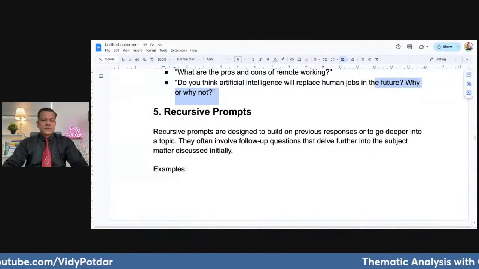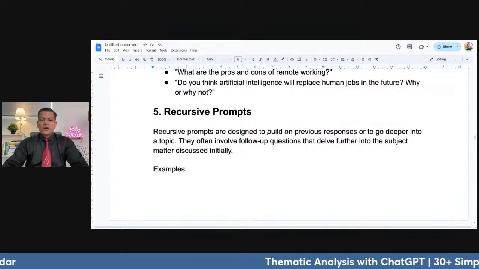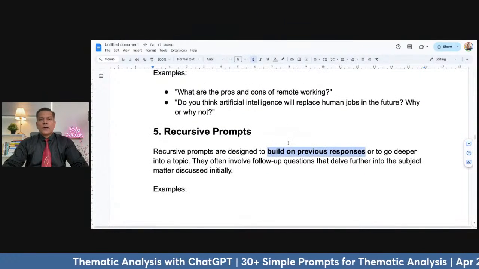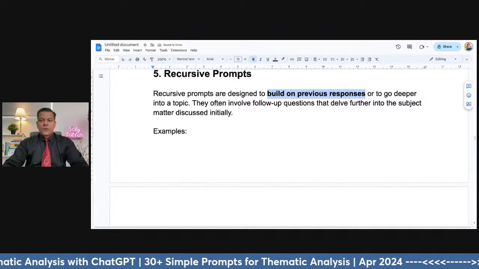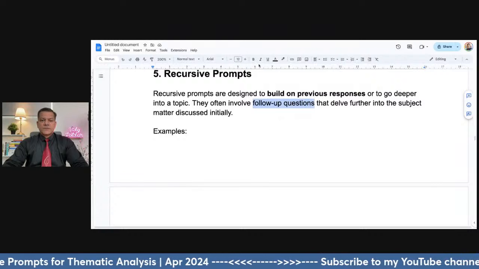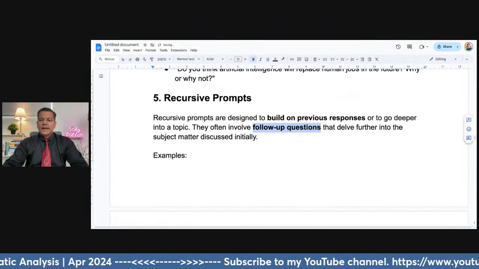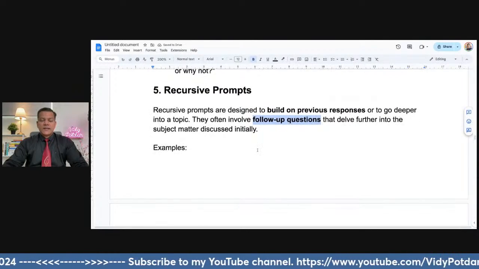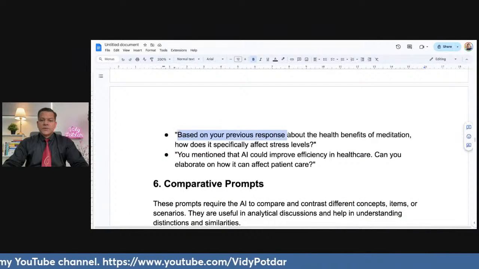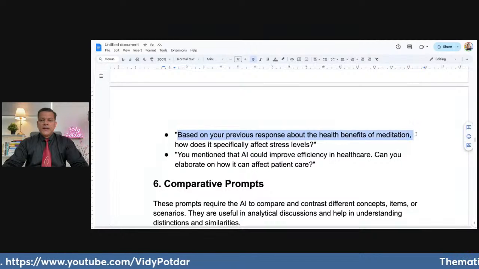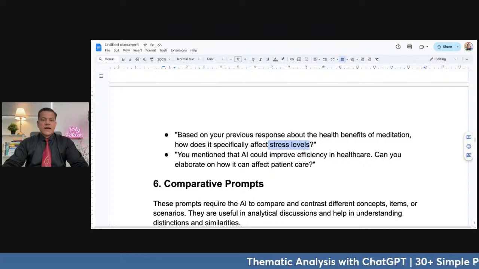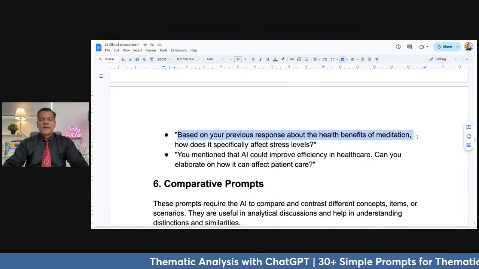Next is recursive prompts. Recursive prompts are designed to build on previous responses, which means you ask something and then follow it up with another query or another prompt to go deeper into a topic. They often involve follow-up questions that delve further into the subject matter being discussed in that conversation. For example: based on the previous response about health benefits of meditation, how does it specifically affect stress levels? You may have first asked, tell me about the health benefits of meditation.